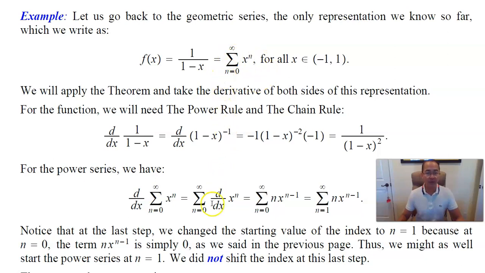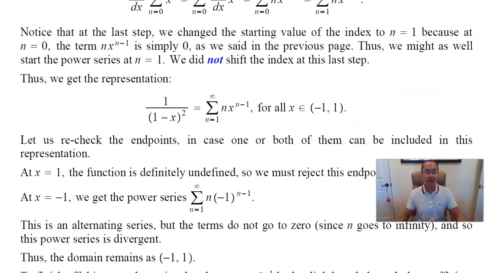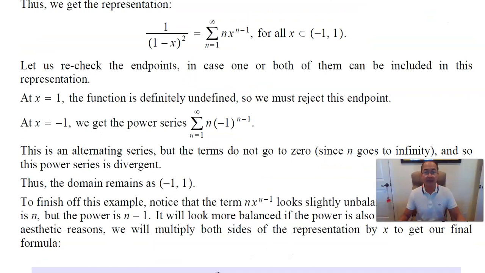So, power rule. Think of the derivative as just taking the derivative inside the sum. We're basically interchanging the summation and the derivative operation. Power rule: drop the power and subtract 1. And again, we can start at n equals 1 instead of 0, because at n equals 0, that's just going to be 0. Now we're going to set them equal to each other. So we get the representation.